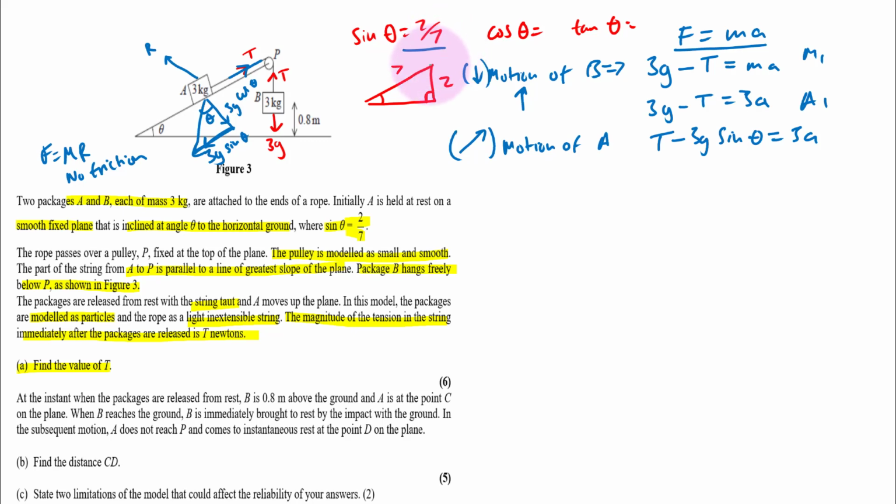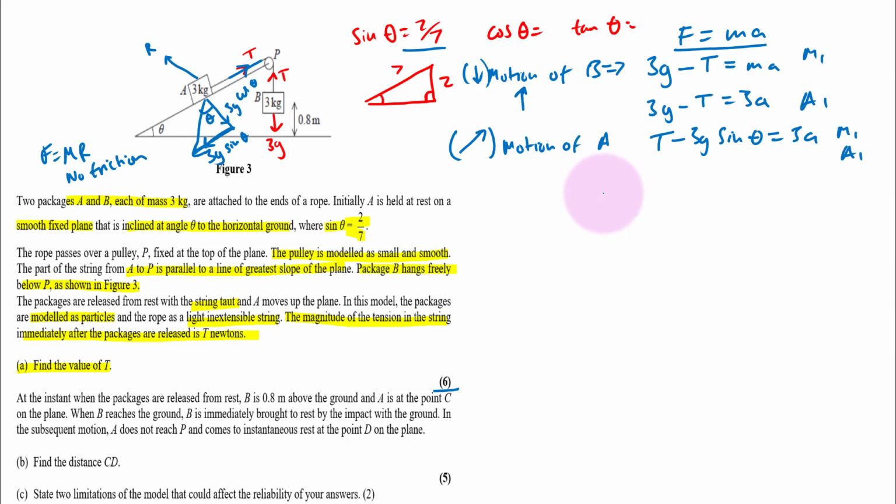And as you can see so far, we've got 2/7, so that's nice. This is another M1 and A1 mark. That's 4 marks out of a possible 6 already for part A. Now the final point is to find a strategy to find out T.